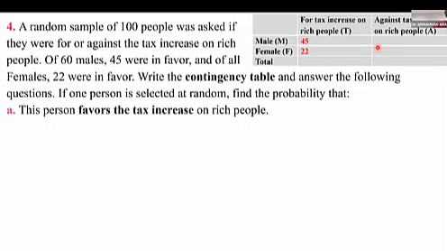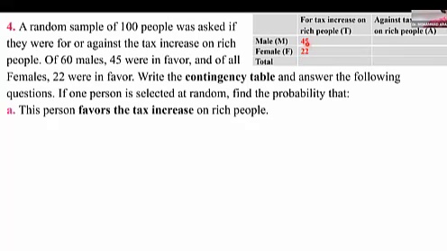A quick recap: a sample of 100, that's the grand total. 60 males, so in front of males we have 60. 45 are in favor, so 45 under T, we chose the letter T to represent that. Of all females, because it doesn't give us any number, we don't have the total, but we have this one, 22 of them were in favor. So with that being the case, we can easily finish the job.